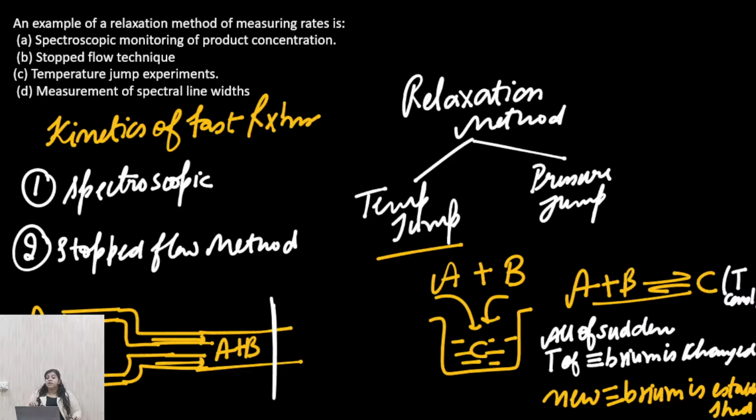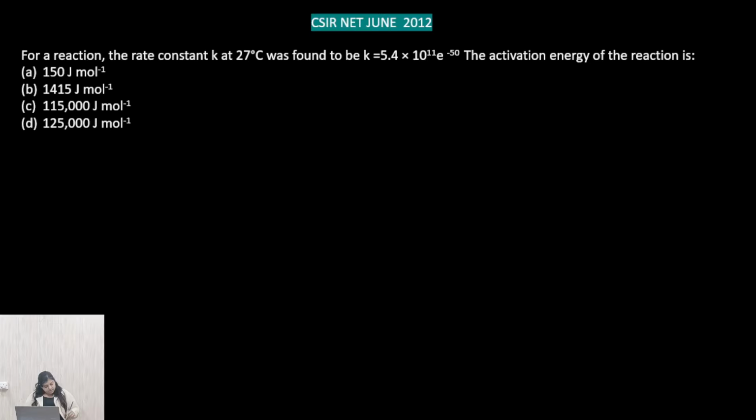Now we are bringing it about by making a change in the pressure condition, so that is called the pressure jump. Okay, so the example of the relaxation method is the temperature jump experiments. So C is the answer in this. Okay, next is this one. All of these were the questions from the year 2011.